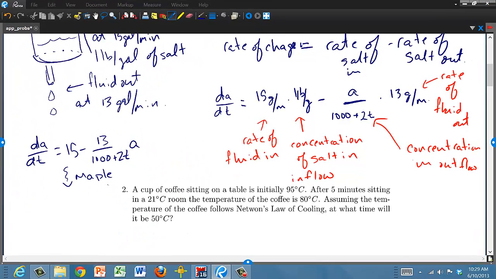Give me just a second to attach the keyboard here.